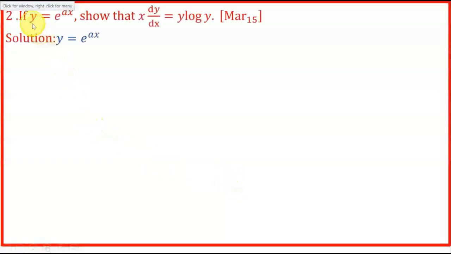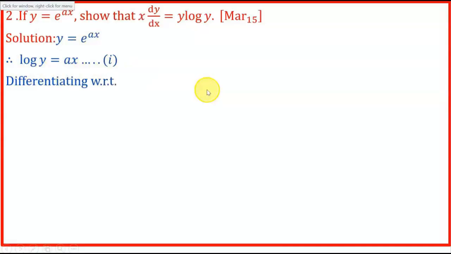Next, if y is equal to e raised to ax, then show that x into dy/dx is equal to y log of y. Okay, this is a differential equation. Now your arbitrary constant is a only. Okay, therefore first, y is equal to e raised to ax. This exponential function can be converted into the log function. Therefore you will get log of y is equal to ax. Okay, this is the first one.